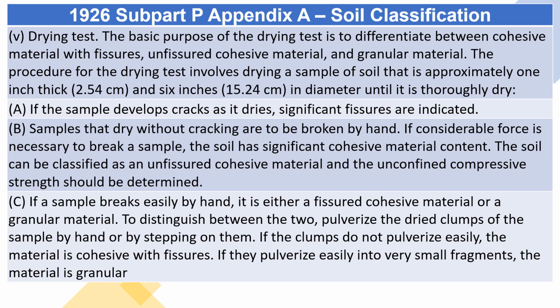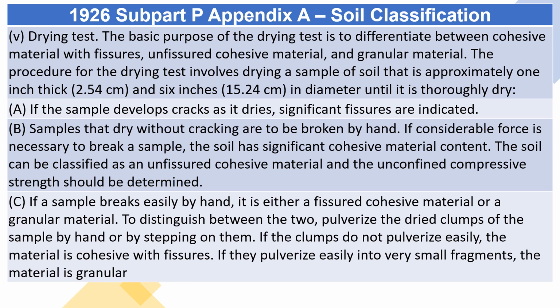5. Drying test. The basic purpose of the drying test is to differentiate between cohesive material with fissures, unfissured cohesive material, and granular material. The procedure for the drying test involves drying a sample of soil that is approximately 1 inch thick, 2.54 centimeters, and 6 inches, 15.24 centimeters in diameter until it is thoroughly dry. If the sample develops cracks as it dries, significant fissures are indicated. B. Samples that dry without cracking are to be broken by hand.